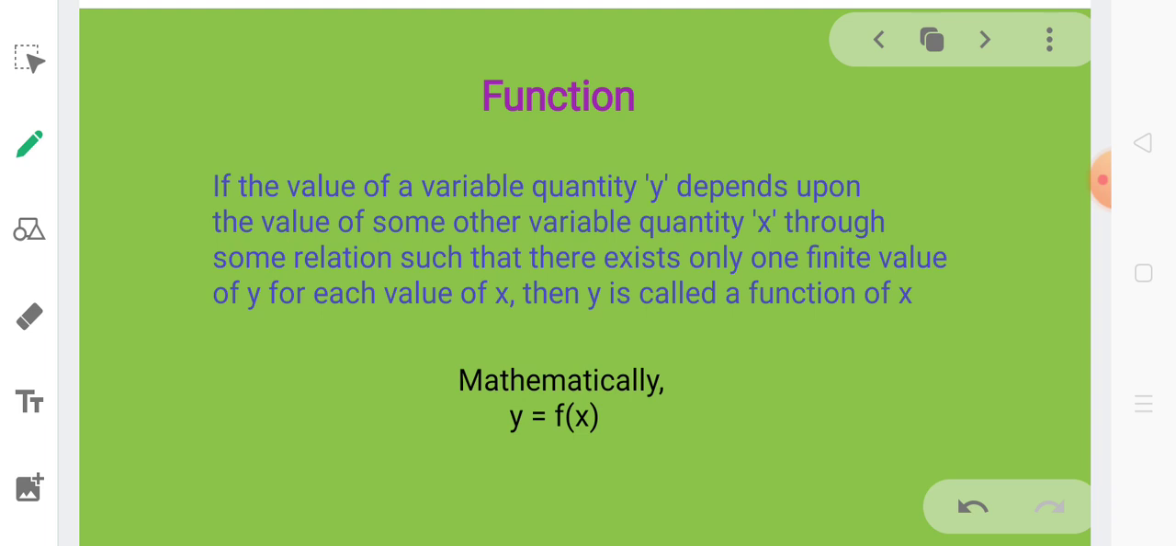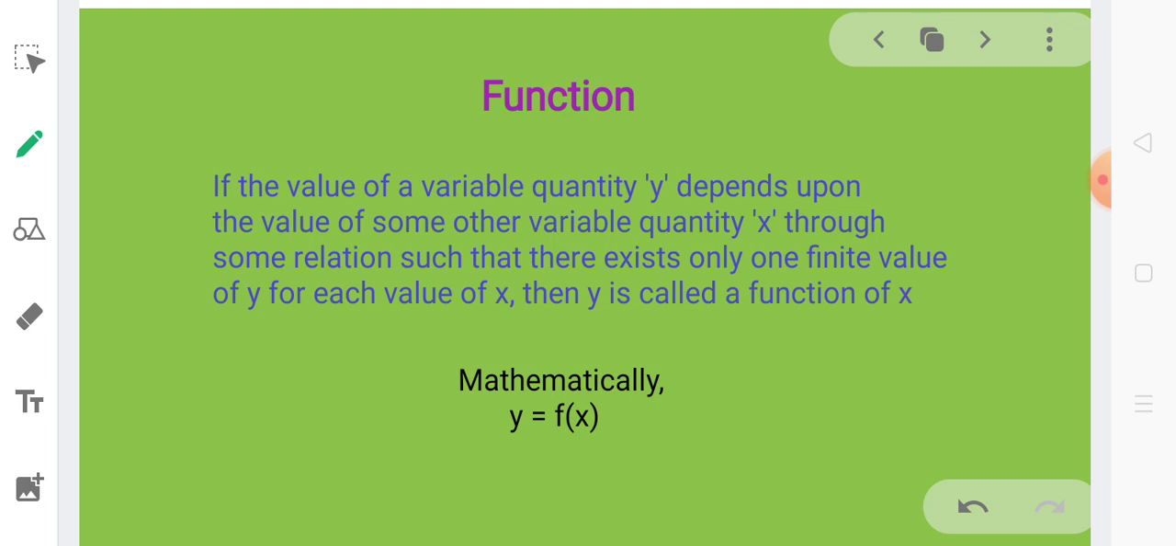If the value of a variable quantity y depends upon the value of some other variable quantity x through some relation, such that there exists only one finite value of y for each value of x, then y is called a function of x. So mathematically we represent y = f(x). F stands for function. So y is a function of x. This means as x changes, so does y.